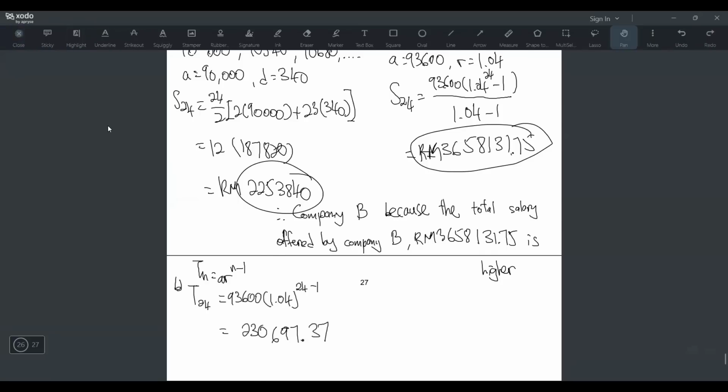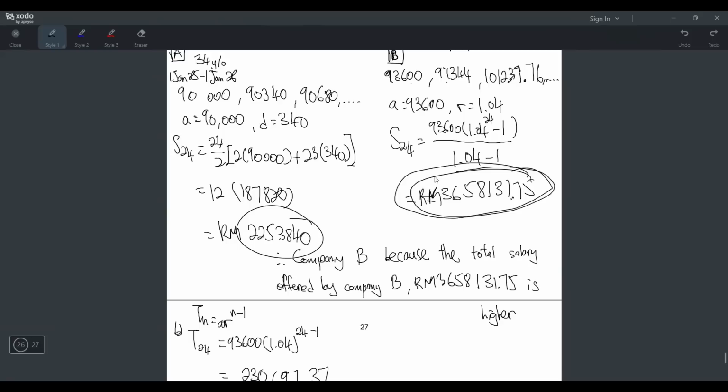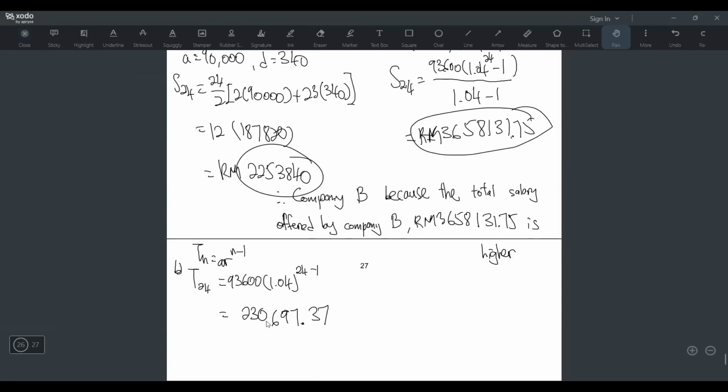230,697.37. Okay, what is this? This represents the yearly, not monthly, salary at the 24th year. All right, then what about S24? This is the first year plus the second year plus the third year plus the fourth year plus the fifth year until the 24th year, because he retired at age 58. That's why you find the sum, right? The total amount is the sum. But this one represents only the yearly salary for that one specific year, the last year. This is the last year he worked, the yearly salary.